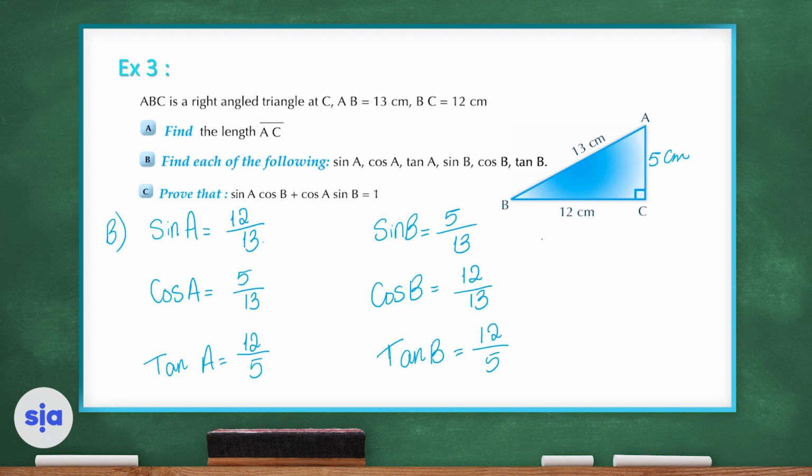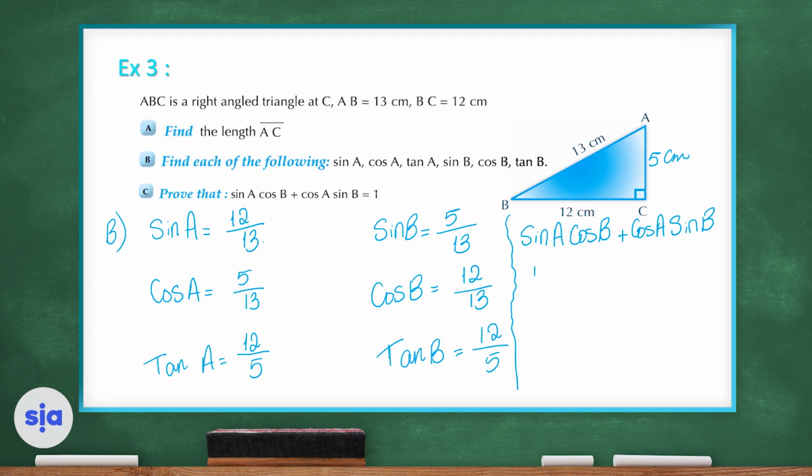Let's now go and check question C. Question C wants us to prove that sine A times cosine B plus cosine A times sine B is equal to 1. We're now going to go to the left-hand side. So sine A times cosine B plus cosine A times sine B. Let's now use the values that we got in question B.